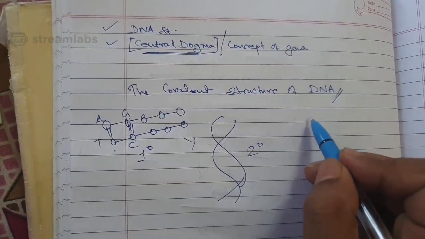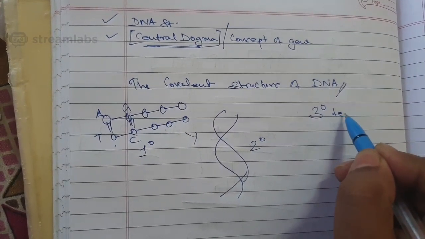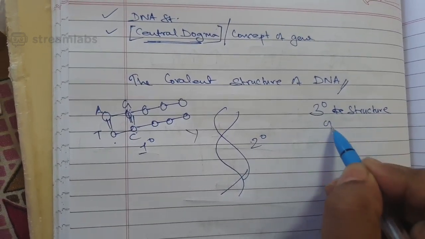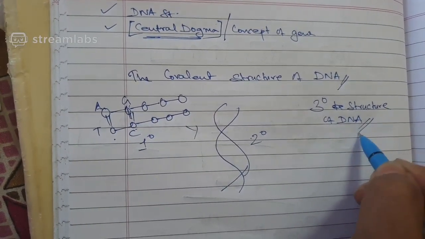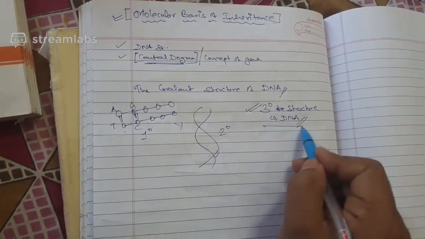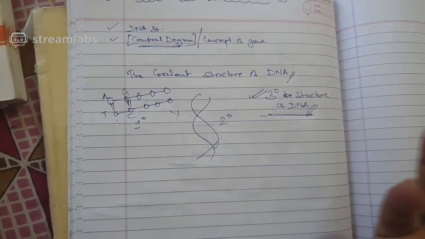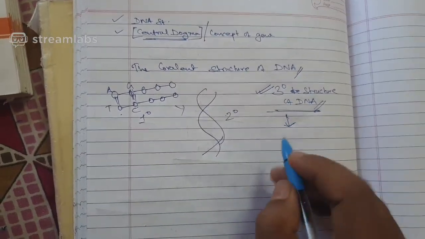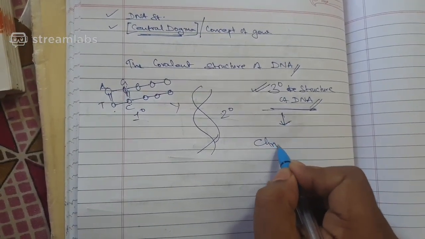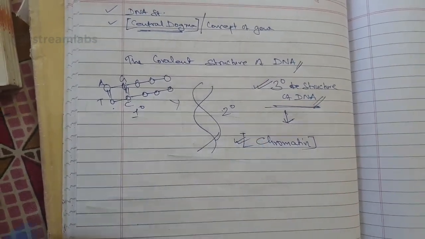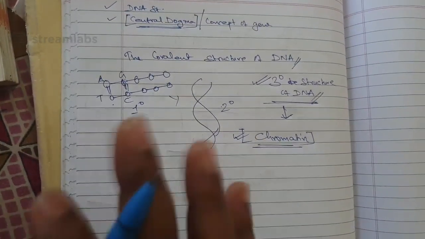And today we will learn about the tertiary structure of DNA. I hope you are well accustomed with it, because you have known since class 9 the name chromatin. So basically we are going to talk about chromatin today.